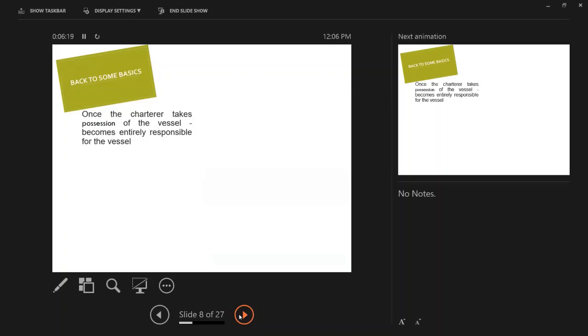Once the charterer takes possession of the vessel, he becomes entirely responsible for that vessel. So what does it mean?